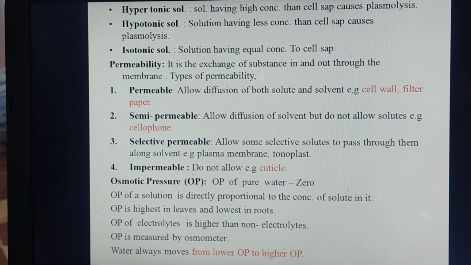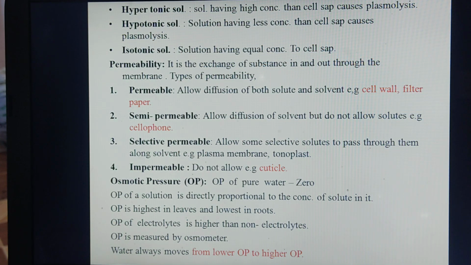नेक्स्ट देखते हैं हाइपरटोनिक solution having high concentration than cell sap causes plasmolysis. Hypotonic solution having less concentration than cell sap causes deplasmolysis. Isotonic solution having equal concentration to cell sap. Permeability, it is the exchange of substance in and out the membrane.